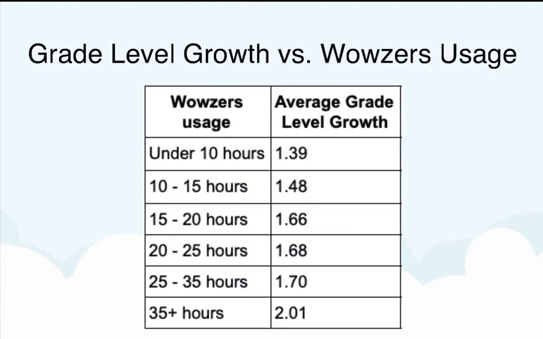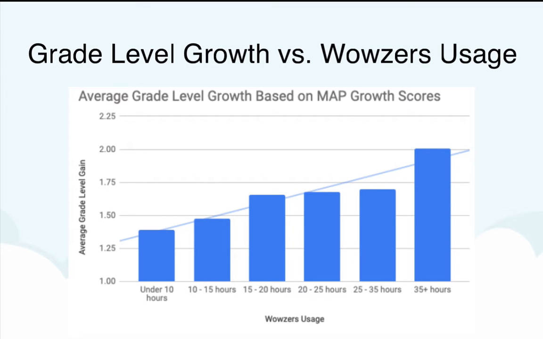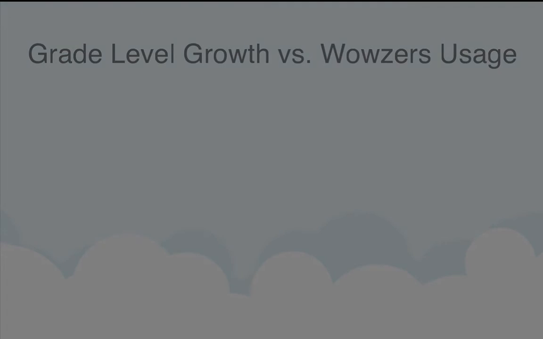When we looked at the data, we found that students who used Wowzers under 10 hours had an average grade level growth of 1.39. However, this growth was greater on average for students who used Wowzers longer. As you can see, the distribution of these scores is strongly correlated with the amount of time they spent using Wowzers, which suggests that students who use Wowzers' personalized curriculum do significantly better on subsequent MAP Growth assessments.